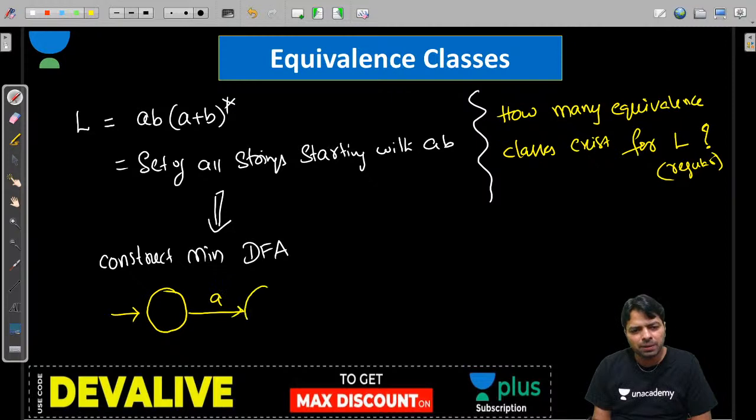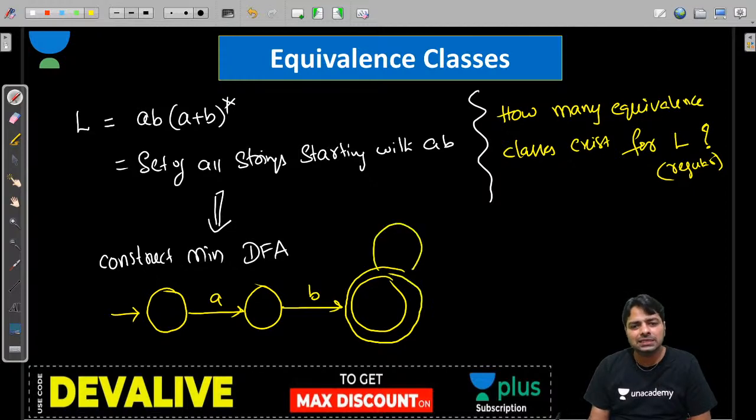Starting with AB. The minimum string is AB. And after that, anything is accepted, A or B. And if you get anything in between, that is, if I start with B or if I start with AA, then you go to the dead state. This is the dead state.